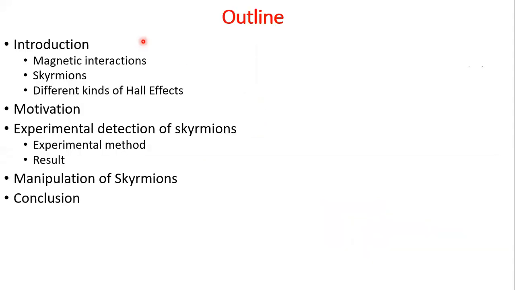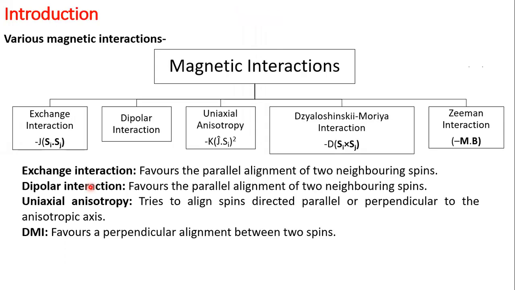This is my overview of the talk. First, I will discuss the introduction, that is the magnetic interactions and the skyrmion. This is the most important spin texture in magnets. Then I will discuss the different kinds of Hall effects. Then I will discuss why skyrmions are so important in our modern technologies. Then I will discuss how we can detect a skyrmion in magnetic thin films experimentally. Then I will discuss how skyrmions are manipulated, that is, how we can use or implement them in our devices. And lastly, the conclusion. So these are several kinds of magnetic interaction.